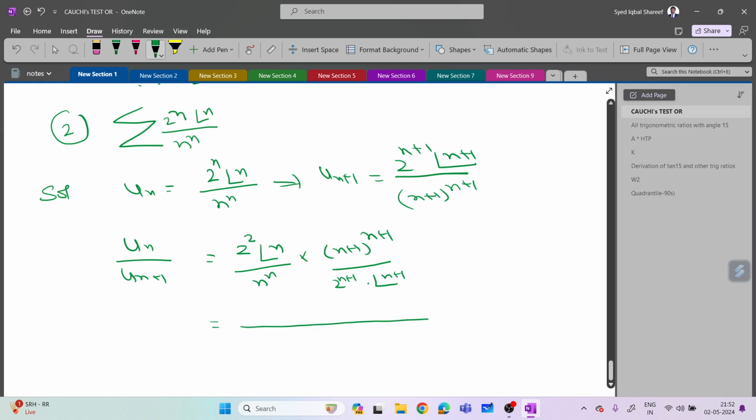So what we are doing: 2 to the power of n plus 1 can be written as 2 to the power of n into 2, and n plus 1 factorial can be written as n plus 1 into n factorial. Oh my god, I am getting confused. One minute.